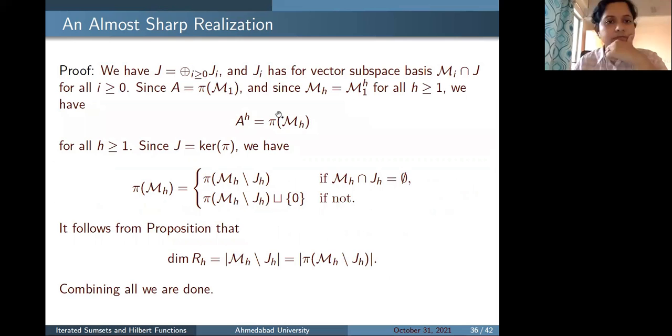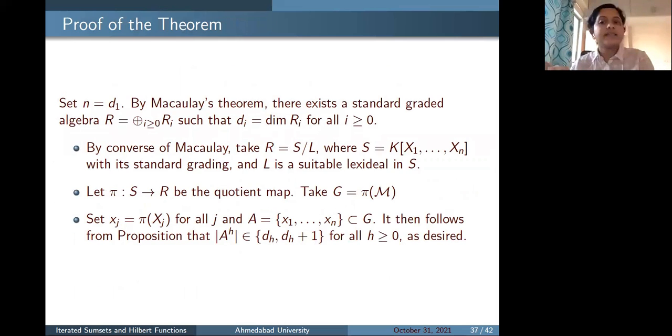Now, Macaulay's theorem will guarantee us that there exists a standard graded algebra so that this will happen, and the graded algebra whose Hilbert function will be D_i. That ensures we get from Macaulay's theorem. Not only that, we can choose a suitable lex ideal, and we can say that R is equal to S/L.